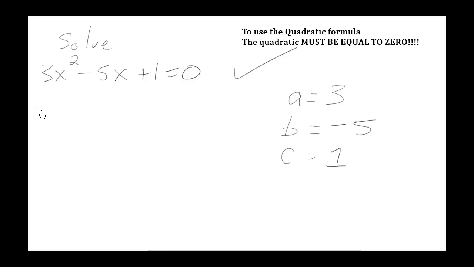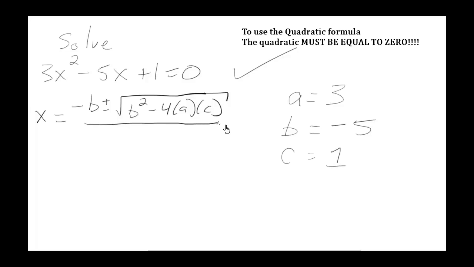Alright, then I start going through the quadratic formula. Instant answers. How awesome is that? Pretty awesome. So x, right, that's what you're solving for. That's the variable. x equals negative b plus or minus the square root of b squared minus 4 times a times c, all divided by 2 times a.